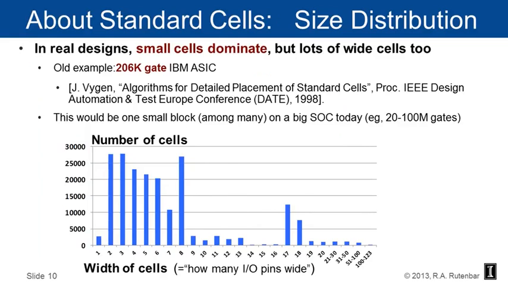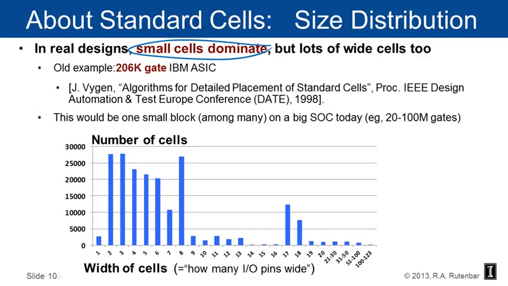So let's just talk for a little bit about the size distribution of standard cells. The big thing to note is that small cells dominate. But there's lots of wide cells too. So this is an old example, but a published example. It's about 206,000 gates from an IBM ASIC. It's actually part of an IBM processor way back when, in the late 1990s, done by Jens Wiegen of the University of Bonn. And this would be one small block today on a big SoC. A big SoC maybe 20 million gates, 50 million gates, 100 million gates, a really, really big one.